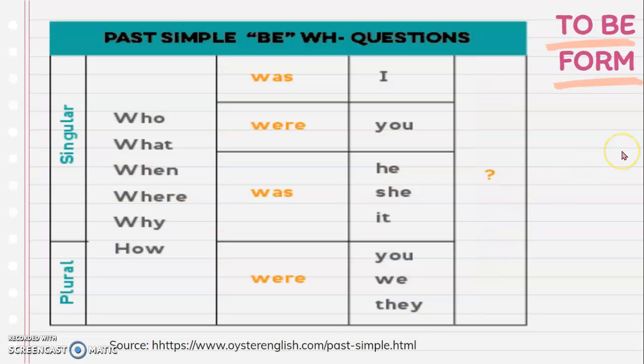How do we form a question with the verb to be and the question word? The first element is my question word, then the verb to be. Remember, was when the subject is I, were when the subject is you, was when the subject is he, she, or it, or were when the subject is you, we, or they. Remember that after this you can use the color, the profession, the time, location, the nationality, the origin.